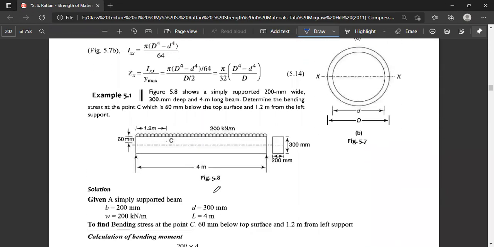Now, let us go through three practical problems. That is 5.1. The figure shows a simply supported beam, supported at both ends, 200 millimeter width, 300 millimeter depth and 4 meter long. So the size of the beam and cross section area is given. Determine the bending stress at the point C, which is 60 millimeter below the top surface and 1.2 meter from the left surface.